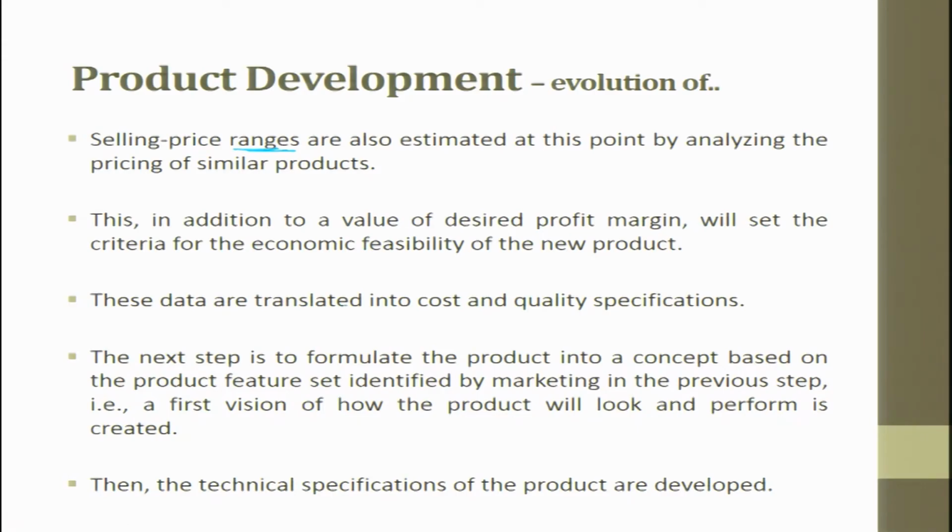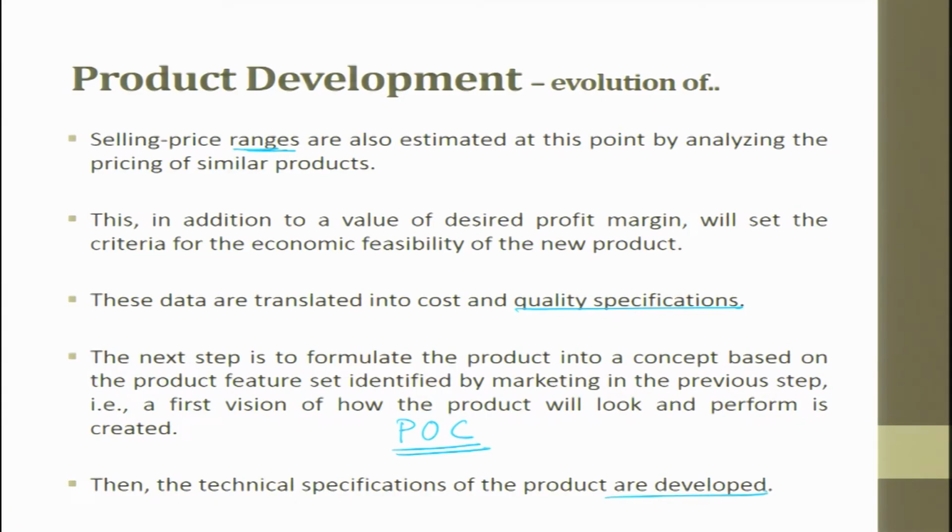The data are translated into cost and quality specification. These data, cost, is now translated into quality specifications. The next step is to formulate the product into a concept based on the product features set identified by marketing in the previous step. That is, a first version of how the product will look and perform is created. After getting all these things, you try to make a POC, proof of concept, and then show it to the people. Then the technical specifications of the product are developed.